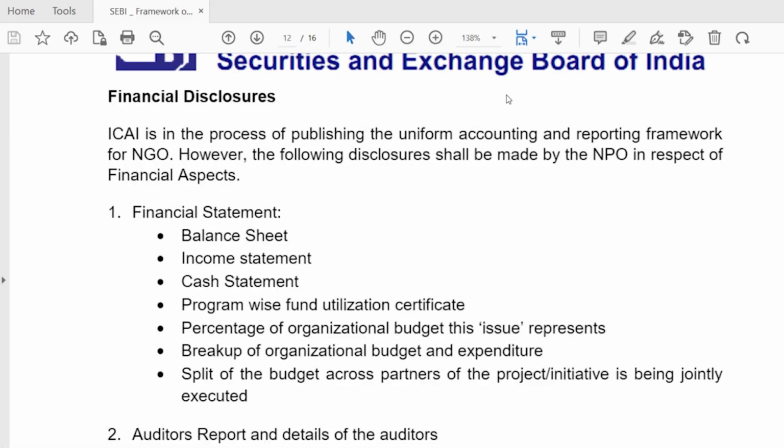Coming to disclosure on financial aspects, the organization needs to disclose the financial statements comprising the balance sheet, income statement, cash flow statement, program-wise fund utilization certificate, percentage of organizational budget this issue represents, breakup of organizational budget and expenditure, and split of the budget across partners if the project or initiative is being jointly executed. The organization also needs to disclose the auditor's report and the details of the auditors.